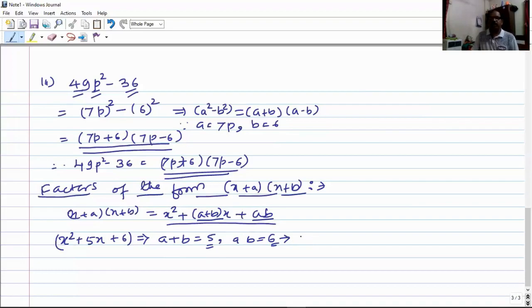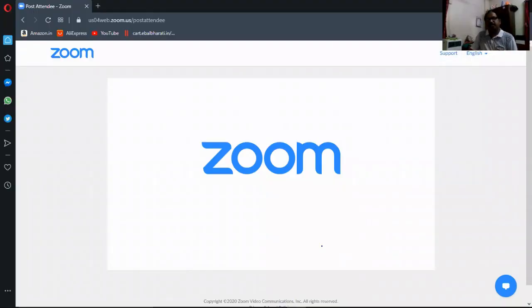So we can write all possible factors of 6. 6 1s are 6, then 2 3s are 6, then 3 2s are 6. 3 2s and 2 3s are both the same, as we have seen the commutative property of the rational numbers. The same is applicable to the real numbers also. So 2 into 3 and 6 into 1, these are the two factor pairs, students. Whichever can be used in this example to split the middle term as a plus b.